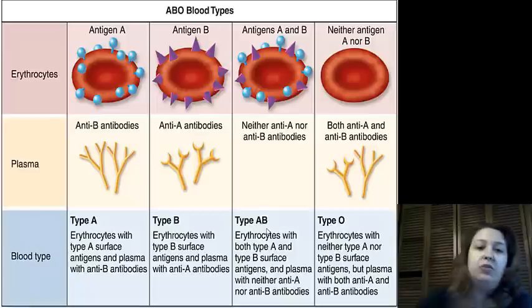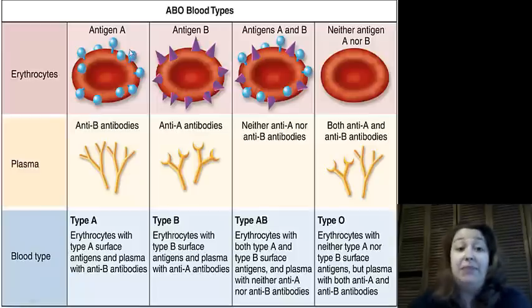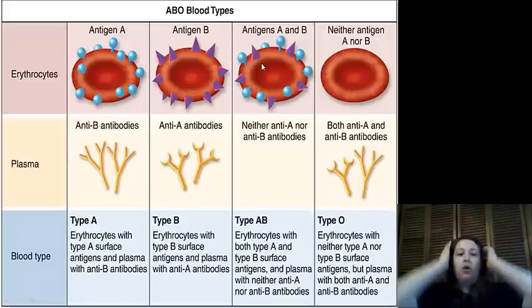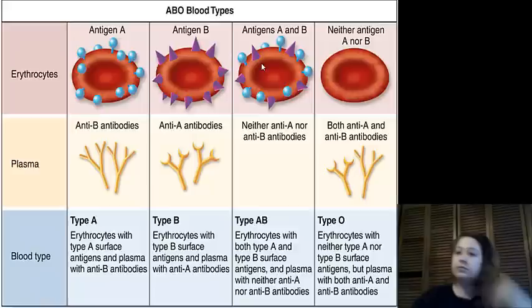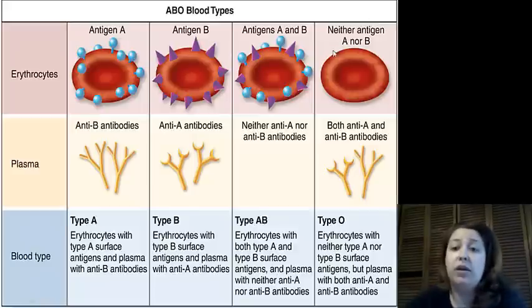Take a look at some visual representations. Type A blood will have the A protein. Type B blood will have the B protein. Type AB blood will have both proteins shown on the blood cell. And type O will have no proteins on it whatsoever.